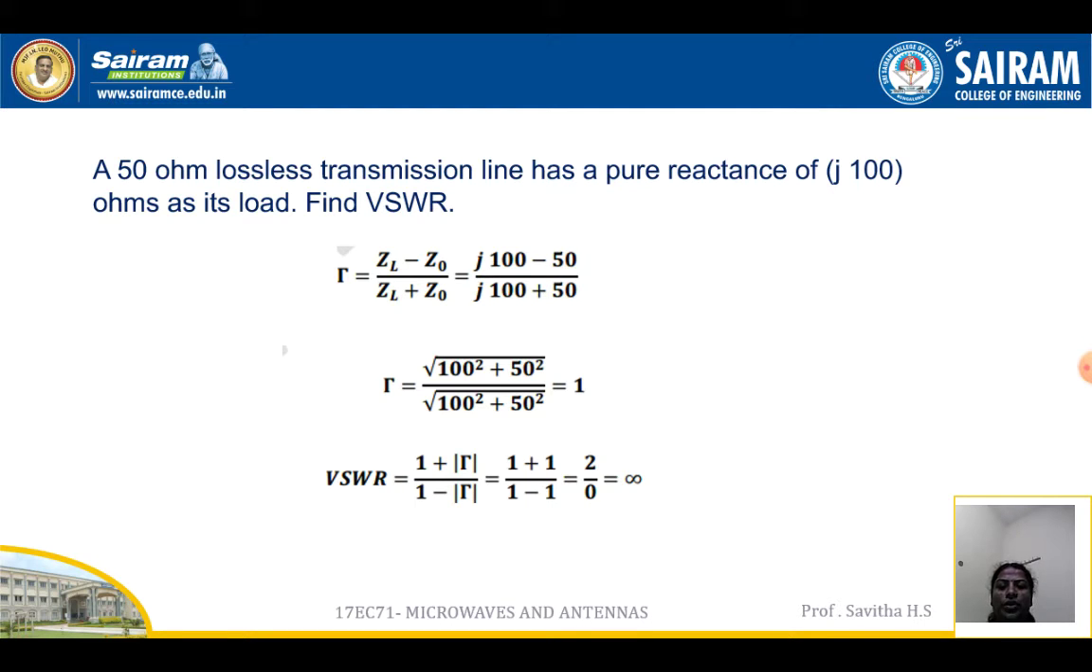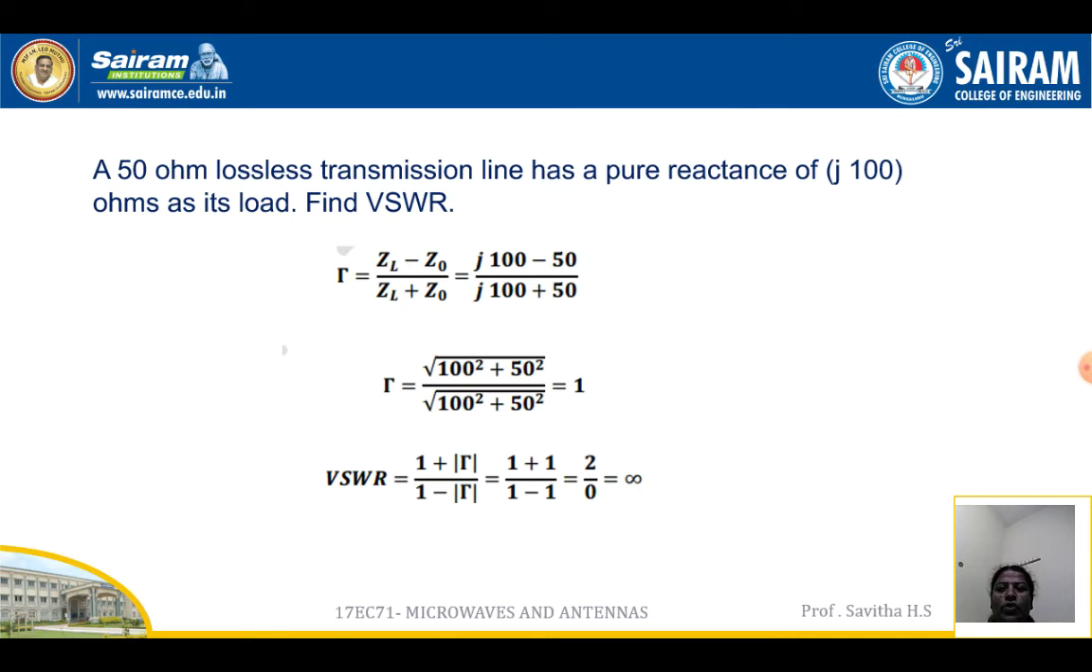So reflection coefficient is equal to, as we know, (ZL minus Z0) divided by (ZL plus Z0). The ZL value is j100, and for the 50 ohm lossless transmission line, the Z0 value is 50. So (j100 minus 50) divided by (j100 plus 50). We need to take the magnitude of the reflection coefficient, so it will be the square root of (100 square plus 50 square) divided by (100 square plus 50 square), which equals 1.